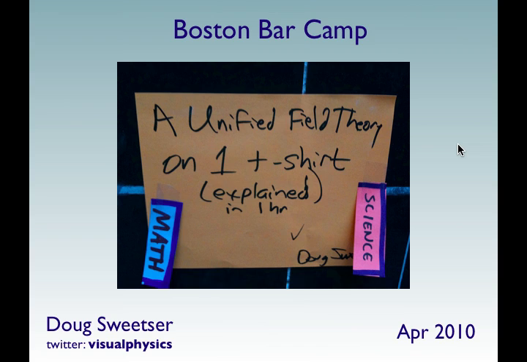A bar camp is self-organized, and people talk about what they feel like talking about, and people show up if they are interested. So I put up this suggestion, a unified field theory on one t-shirt, where I was going to explain it, hopefully in an hour-long period of time. And as you can see, I got a check mark. A lot of other things had multiple check marks, but that's the nice thing about bar camp: one check mark is enough.